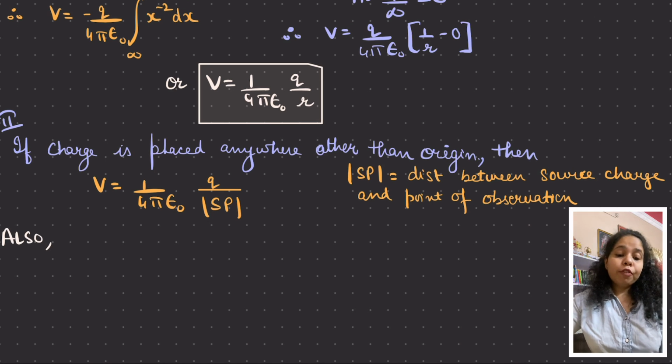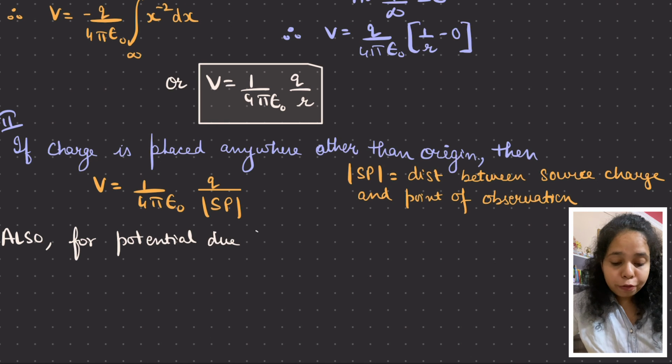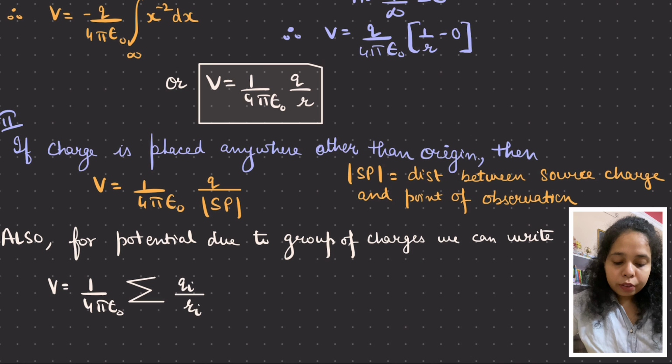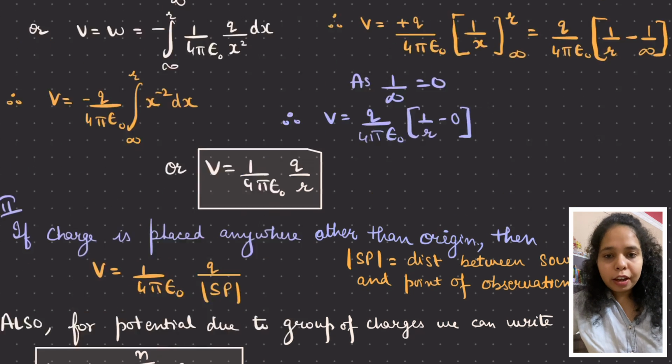And also we have one more thing, that is if we want to find the potential due to a group of charges, in that case, the expression for the potential will come out to be V is equal to 1 upon 4 pi epsilon naught summation qi upon ri, where i is equal to 1 to n, and this is the final expression for the potential for the group of charges placed at the different points.